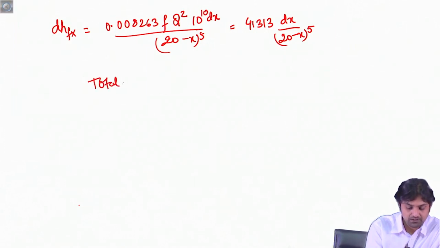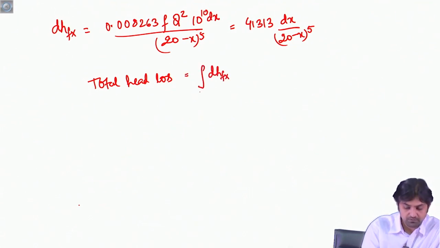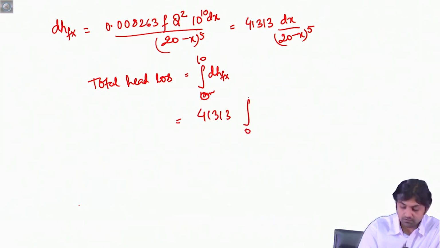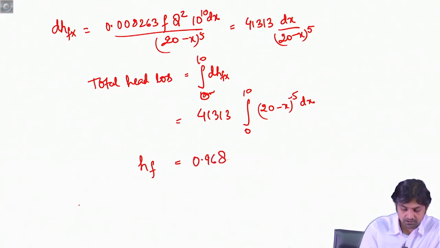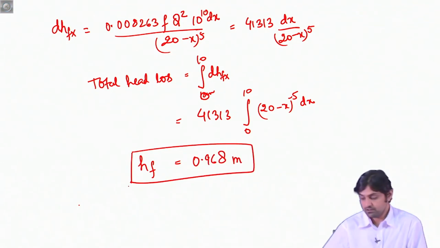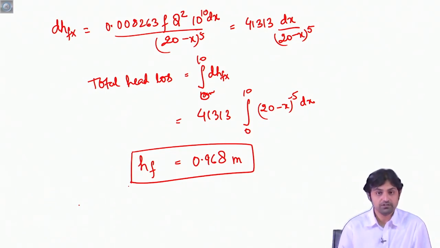So total head loss will be integral of dHf(x) from 0 to 10, right? So total head loss is going to be 41313 integral 0 to 10 of (20 minus x) to the power minus 5 dx, and total head loss Hf is going to be 0.968 meter. So this is how you solve this question.